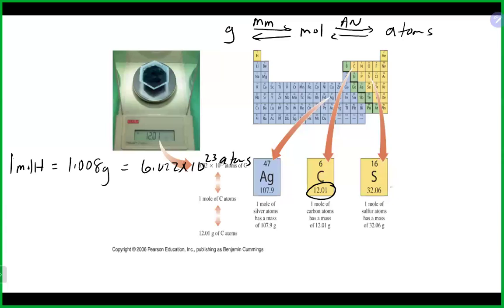If you wanted a mole of sulfur, that represents about 32.06 grams. If you want a mole of water, that represents 18 grams or so. If you wanted a mole of silver, that represents 107.9. So even though they all represent a mole of something, numerically in terms of grams they represent a different number of grams for each of those different elements.